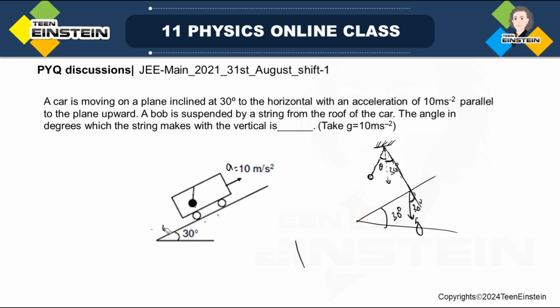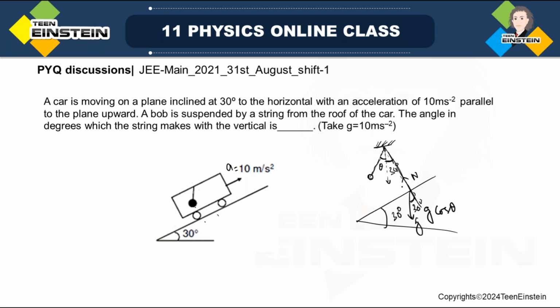Free body diagram. Let me show you here. This is the situation. So look here, G will be acting like this. So G cos theta, this is G cos theta. In general, if there is a block, N will be acting in this way. That is what we knew.